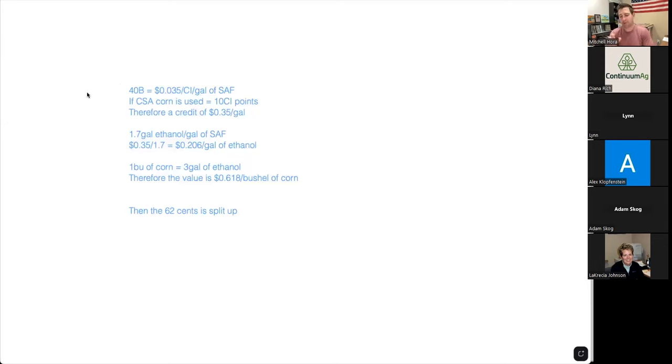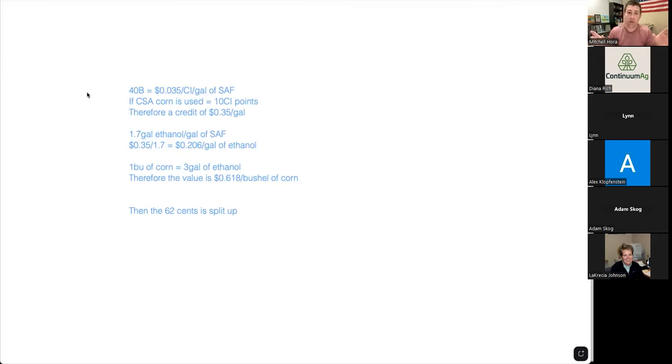One last real quick thing on this. So for sustainable aviation fuel, the 45Z tax credit maxes out at $1.75 per gallon. Therefore, every point is worth 3.5 cents. Therefore, the math that I've laid out here. In 45Z, ethanol, biodiesel, and renewable diesel is worth up to 2 cents per CI point. So 2 cents for ethanol, 3.5 cents for SAF.